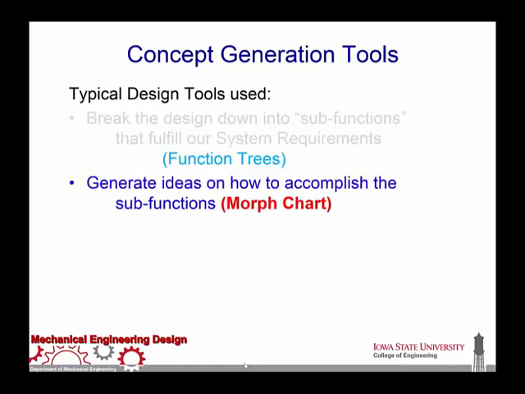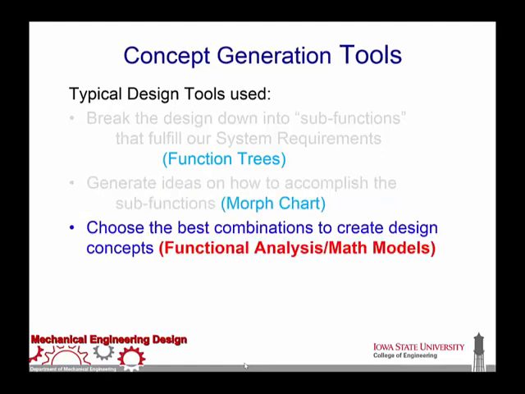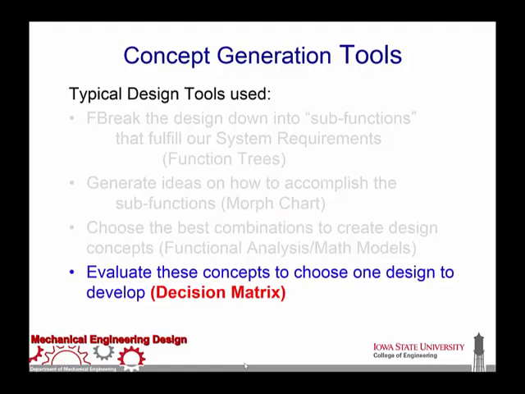From there, we'll generate ideas using a morphological chart, or morph chart, we'll call it that for short. And this will help us to identify various different types of sub-functions we can put together and their interrelationships. From there, we're going to use functional analysis, block diagrams, and create math models to analyze our system. And then lastly, put that information into a decision matrix to evaluate the concepts to choose our one best design to move forward with.